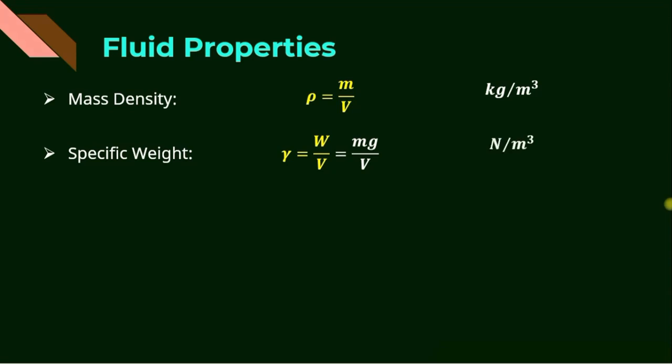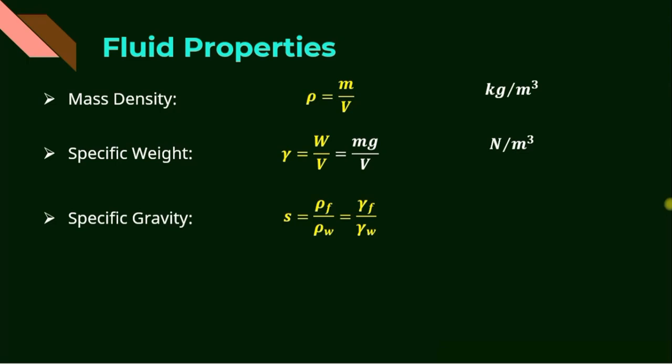Now coming to the specific gravity. Specific gravity is the ratio of the mass density of the fluid to the mass density of the standard fluid. Specific gravity is denoted by a letter S. So, S is equal to rho F by rho W. Rho F is the mass density or density of the fluid for which we are going to determine the specific gravity, and rho W is the mass density of the standard fluid. We consider the standard fluid as water for liquids. So, S is equal to rho F by rho W.